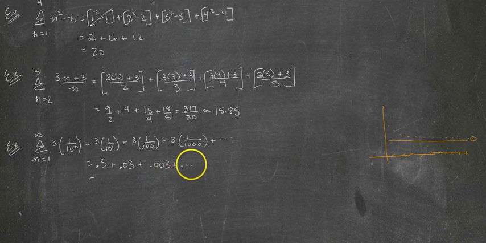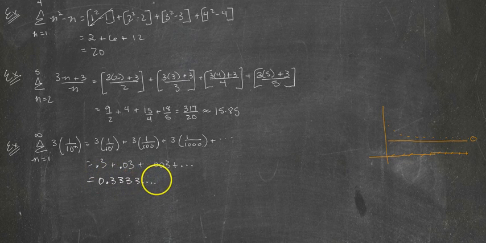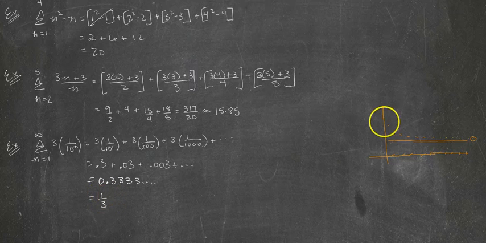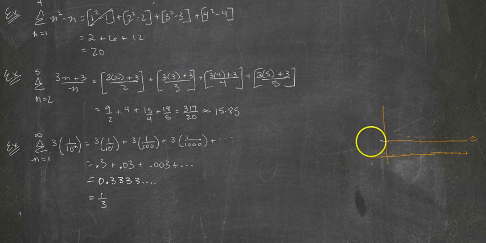And so when I sum these values, I end up with 0.3333 on and on and on, which is just 1/3. So the series in my last example is the sum of a sequence that converges to 1/3.